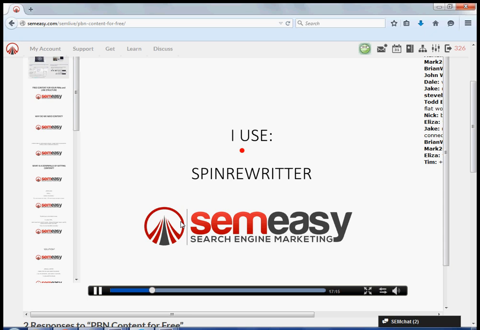And the reason I like Spin Rewriter is because Aaron was really good about being able to create an algorithm that actually read the sentence and understood the context of the sentence, so it understood what the synonyms that were going to be put into those spun brackets were supposed to be. All right.